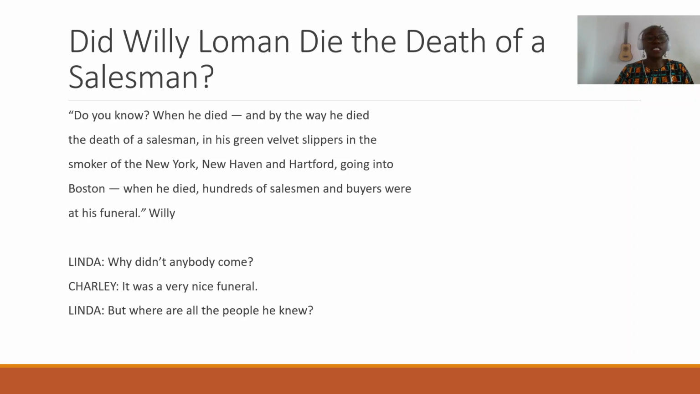As part of his motivation for becoming a salesman, he tells Howard, do you know when he died? And by the way, he died the death of a salesman in his green velvet slippers in the smoker of the New York, New Haven, and Hartford, going into Boston. When he died, hundreds of salesmen and buyers were at his funeral. But in the end, at the end of his life, Linda asks, why didn't anybody come? That is to his funeral. And Charlie said, it was a very nice funeral. And then she continues to ask, but where are all the people he knew?